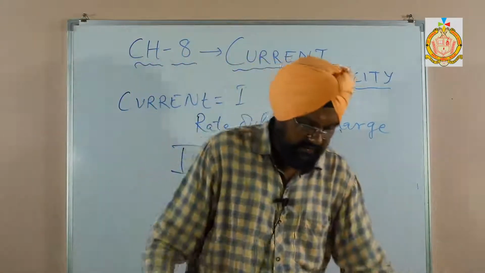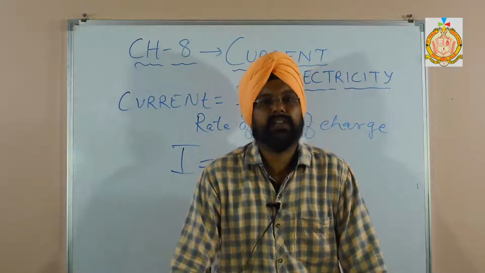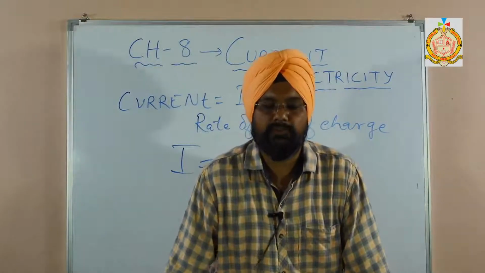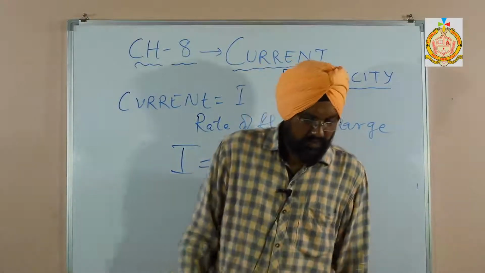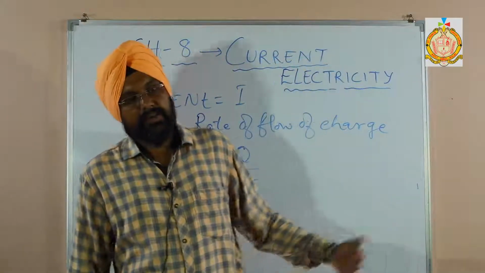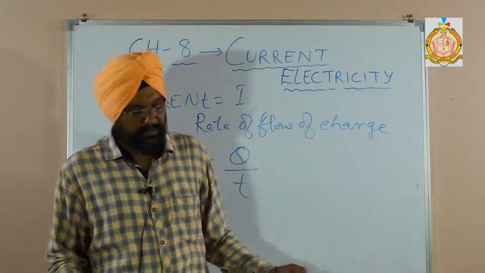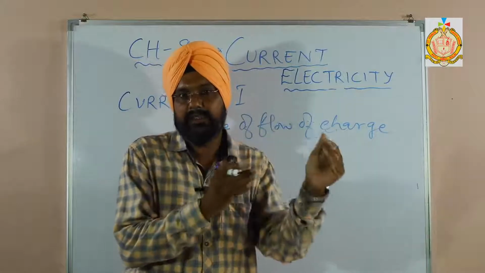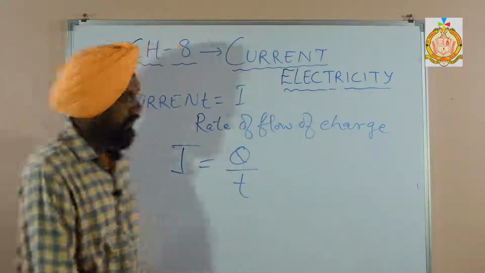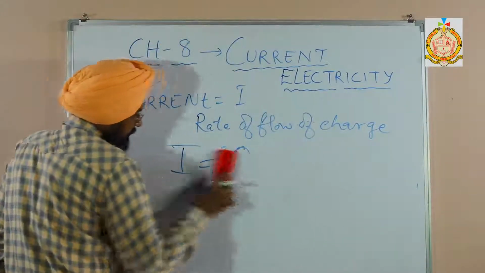Current in a circuit is measured by an instrument. Name the instrument by which we can measure the current. That is the ammeter. It is connected in series. There are two types of combinations: one is series and the second is parallel. So what is the difference between series and parallel?